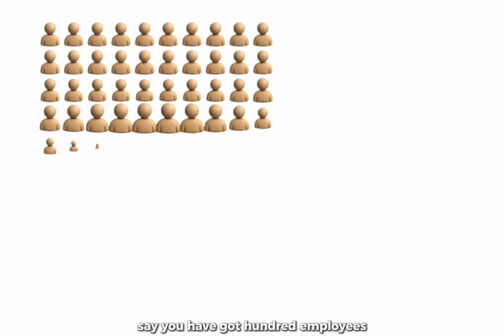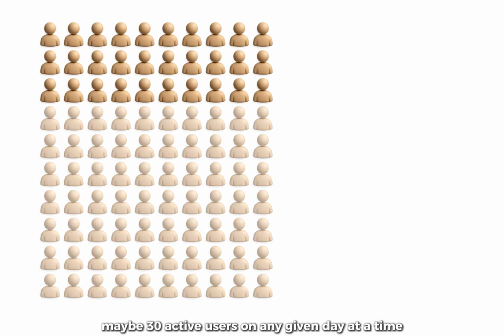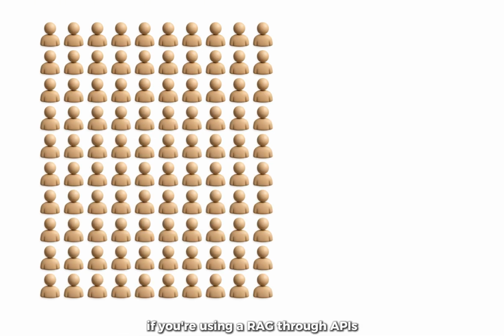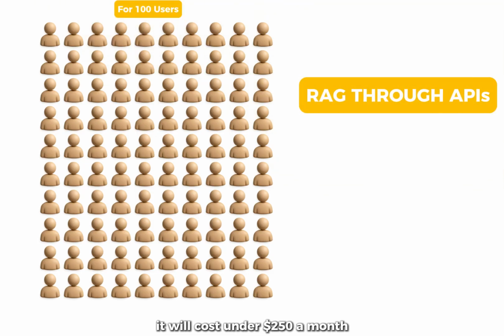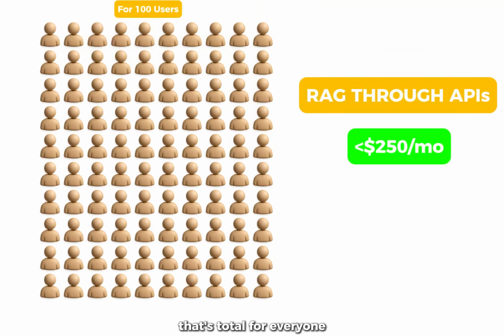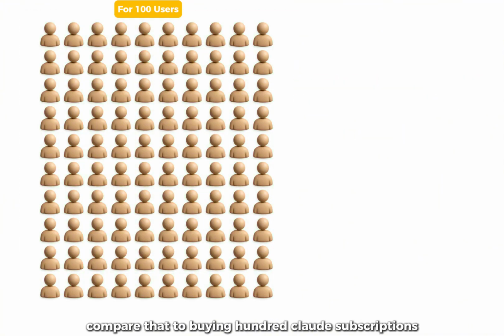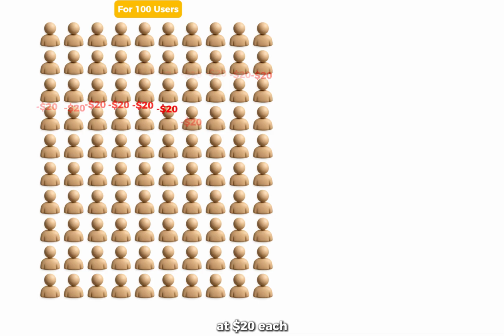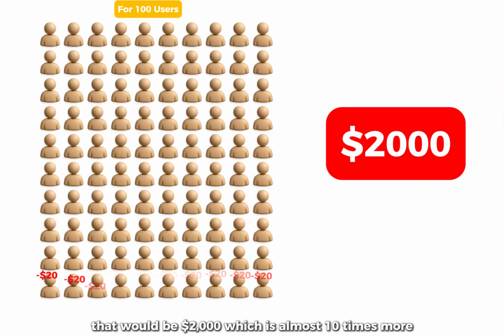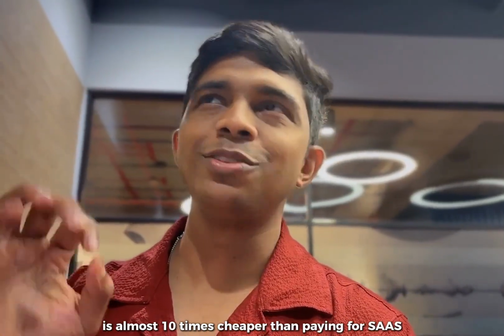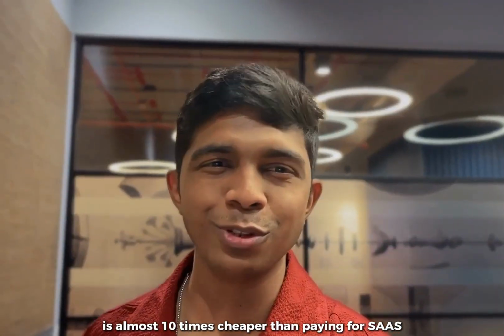Say you have 100 employees, maybe 30 active users on any given day at a time. If you're using a RAG through APIs, it will cost under $250 a month. That's total for everyone in running expenses for the APIs. Compare that to buying 100 Claude subscriptions at $20 each. That would be $2,000, which is almost 10 times more. So your own self-hosted RAG solution is almost 10 times cheaper than paying for SaaS to do exactly this.